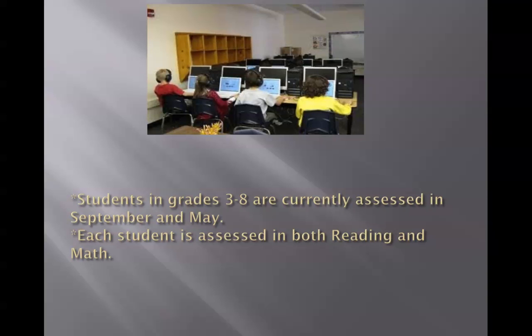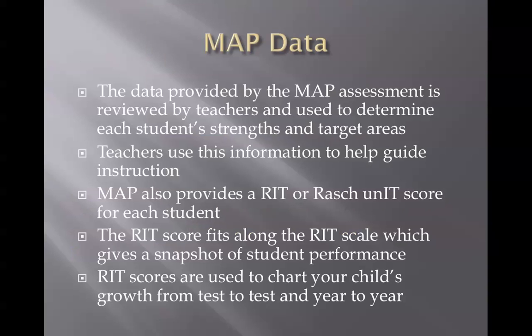Students in grades 3 through 8 are currently assessed in September and May. Each student is assessed in both reading and math. In fact, this spring when we do the test in May, we'll actually be giving it to our incoming third graders, so current second graders, and we'll not be giving it to our outgoing eighth graders. Obviously, the second graders will be with us next year, and we want to get a head start on getting some information on them and get them used to the test and be able to use that information in the following fall when they take it again as third graders.